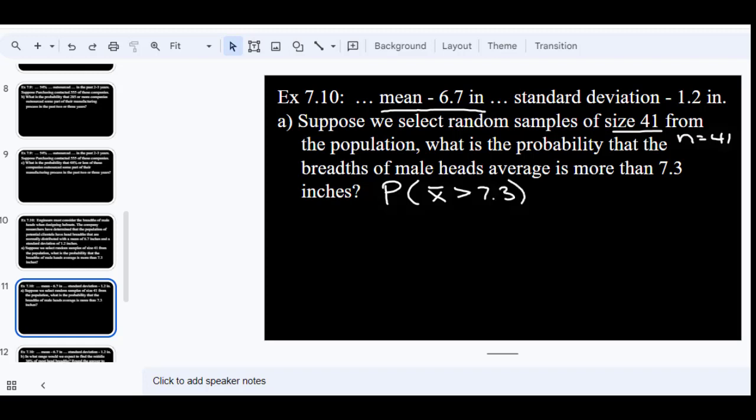Now, we already know that mu sub x bar is equal to 6.7 because that is the same as the mean of the population. But our standard deviation of x bar is going to be equal to the original standard deviation, 1.2 inches, divided by the square root of n, which is 41. And just to remind ourselves, we need to have a sample size greater than 30 for these sample means so that we can be assured that this is a normal distribution.